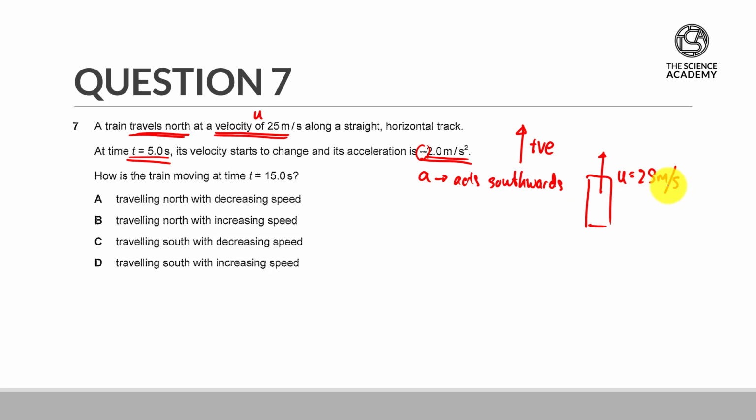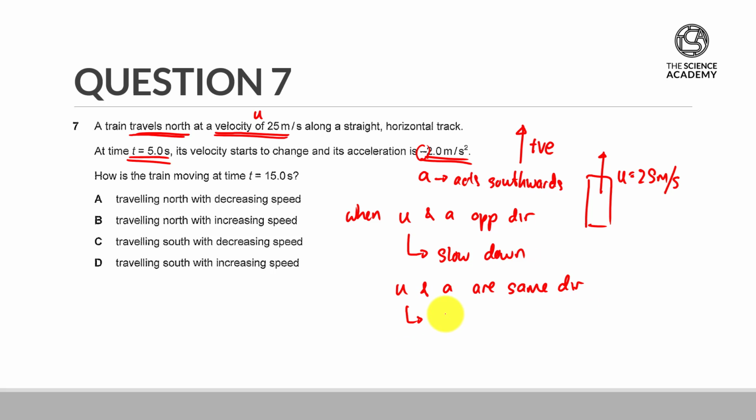But because u is north and the acceleration is south, just a quick reminder, when u and a are opposite directions, this means that it will slow down. But when u and a are same directions, this implies that the object will speed up. So this would mean that because the acceleration is acting opposite in direction to the initial velocity, the train is going to slow down. And if the acceleration keeps acting in the southward direction, eventually the train will come to a stop and accelerate backwards.